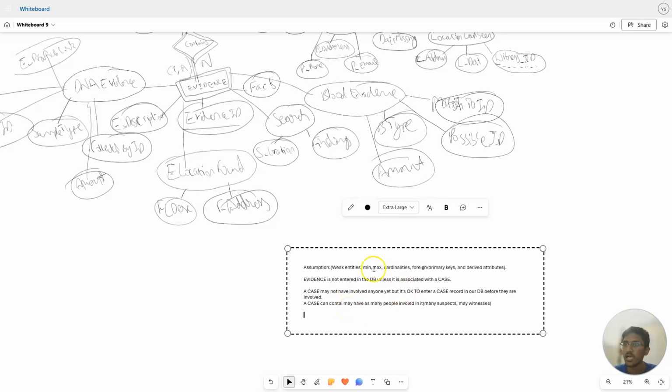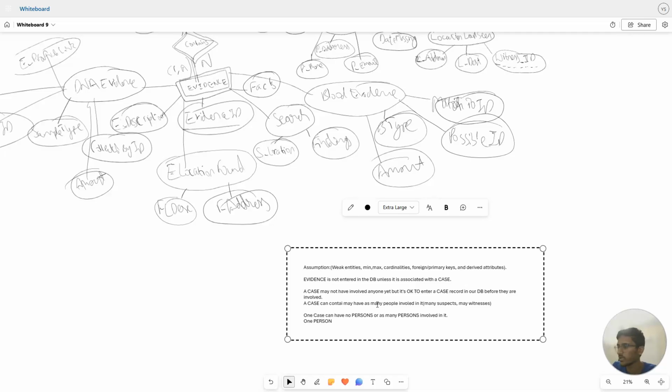Now, what does an assumption for cardinality look like? One case can have no persons, or it could have as many persons involved in it. And then the same way around. One person can be involved in as many cases as have recorded that person.